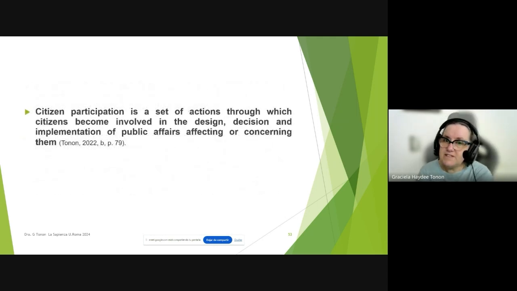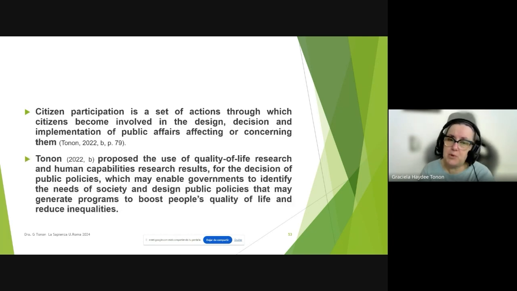Citizens' participation is a set of actions through which citizens become involved in the design, the decision, and the implementation of public affairs affecting or concerning them. I propose a use of quality of life research and human capabilities research results for the decision of public policies, which may enable governments to identify the needs of a society and design public policies that may generate programs to boost people's quality of life and reduce inequalities.